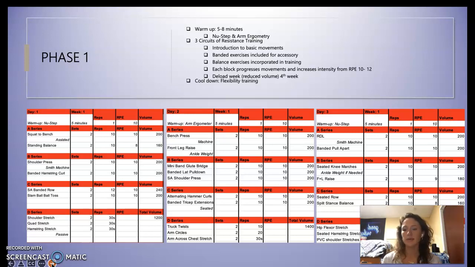And as you can see too, I kept the flexibility training and the cool down all the same through the first 3 phases because I provided different options in each day. With the shoulder stretch, the quad stretch, and the hamstring stretch in day 1, those are things I can do passively. So I can stretch him, which could help me push him to further ranges of motion. And then there are other days where he can do things such as trunk twist to work on trunk flexion, extension, and rotation, arm circles, and the arm across chest stretch. And then on day 3, hip flexor stretch, seated hamstring, PVC shoulder stretches, just things that he can do on his own as well that I would encourage him to do on his off days.